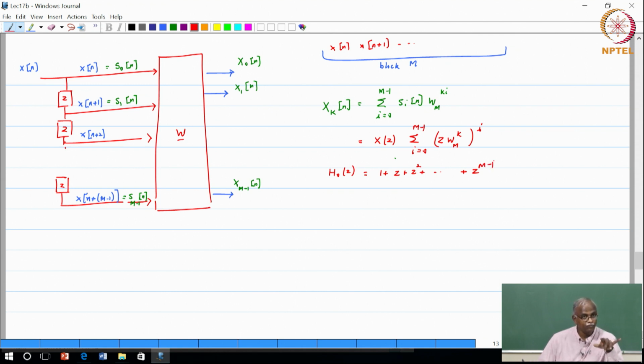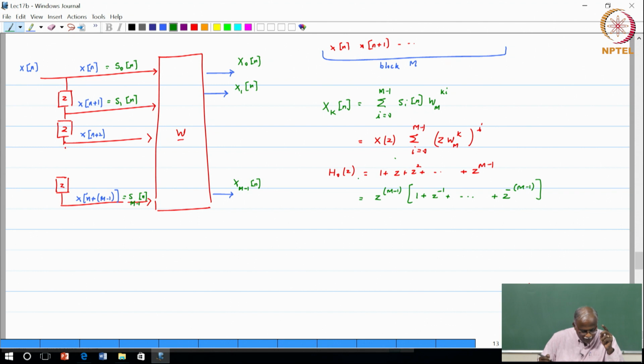This is a comb filter, but going in the backward direction, non causal. With easy manipulation, if you take z power m minus 1 as a common factor, what you will get is 1 plus z inverse plus up to z power minus m minus 1. So on the unit circle, h naught of e to the j omega is nothing but a phase term. If you take the magnitude response, it goes away. So what is the magnitude response of your h naught? Same as what you did when you had the transpose conjugate of the DFT matrix.